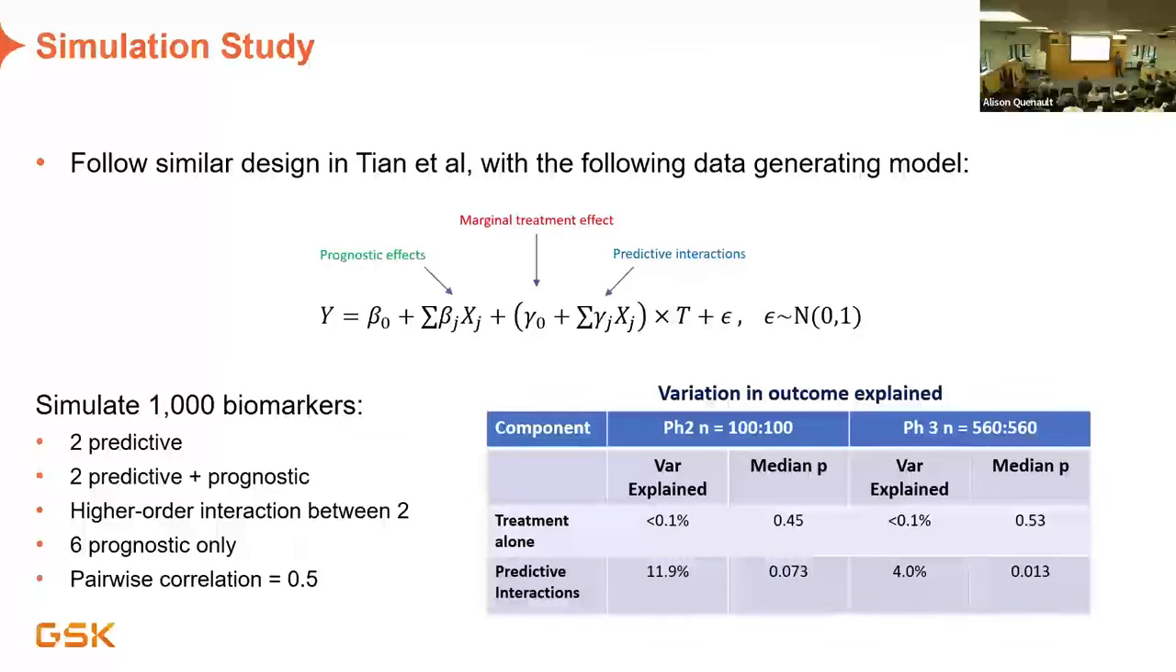And just like in the paper, we attribute a predictive effect, so an interaction, to two of those, a prognostic-only effect to six, and two of them are given a predictive and a prognostic effect. But there's also an interaction fitted between two of the predictive biomarkers. So we've got 1,000 simulated biomarkers, only four are simulated to be truly predictive of treatment effects, and there's a handful of prognostic biomarkers thrown in as well.